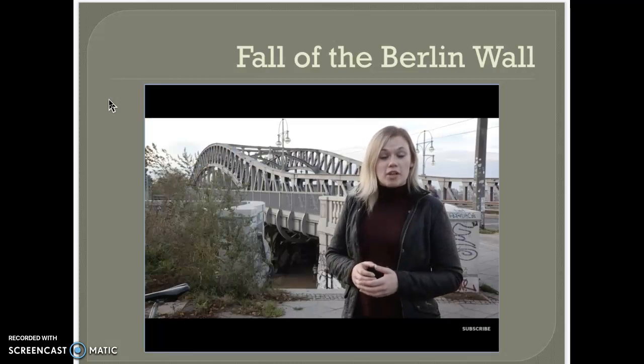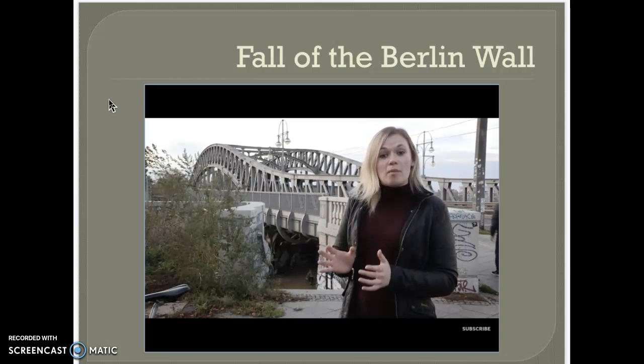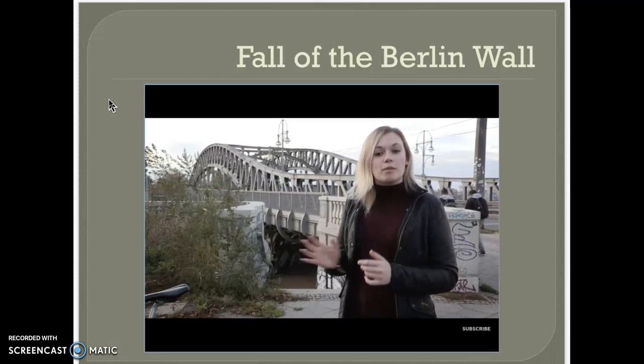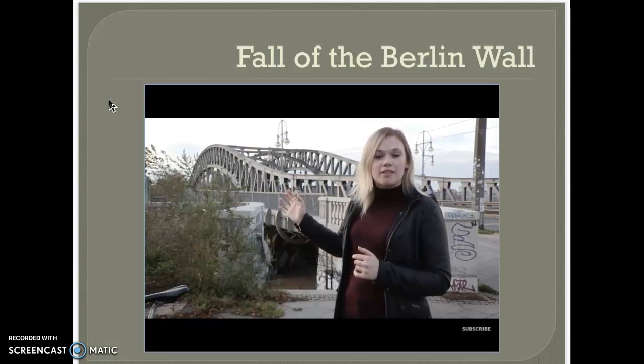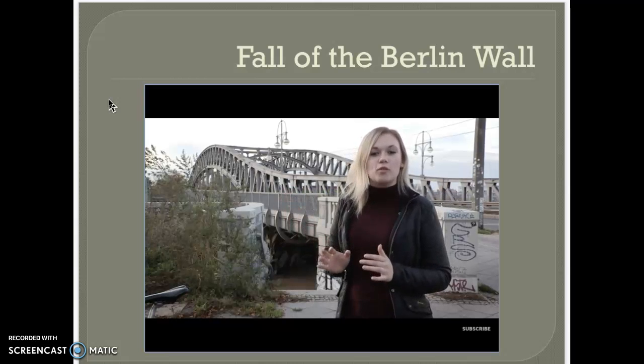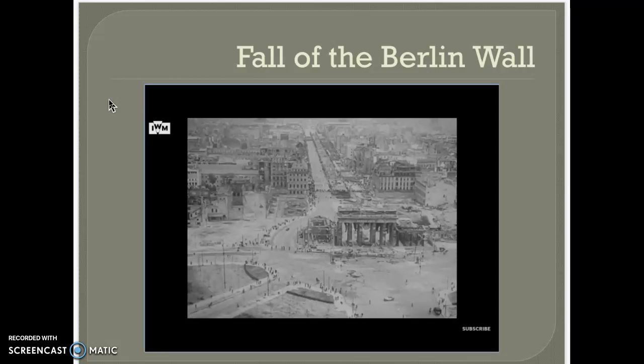The first checkpoint to open was here on Bornholmer Strasse, where people crossed over the Bosebrücke Bridge behind me. The Berlin Wall had officially fallen, and Germany changed forever overnight.